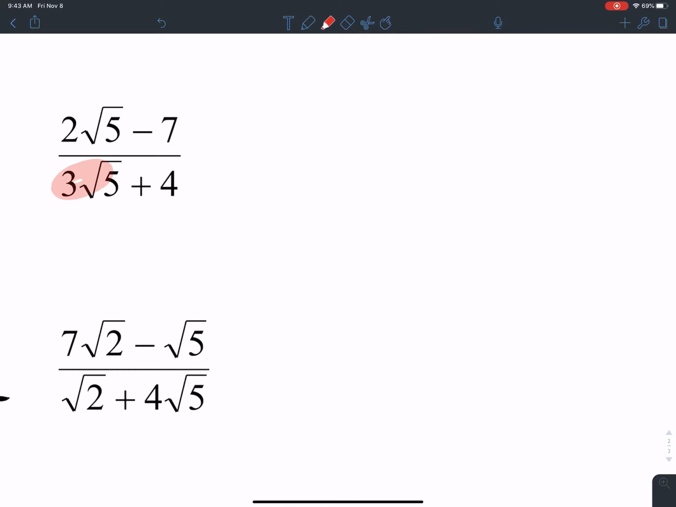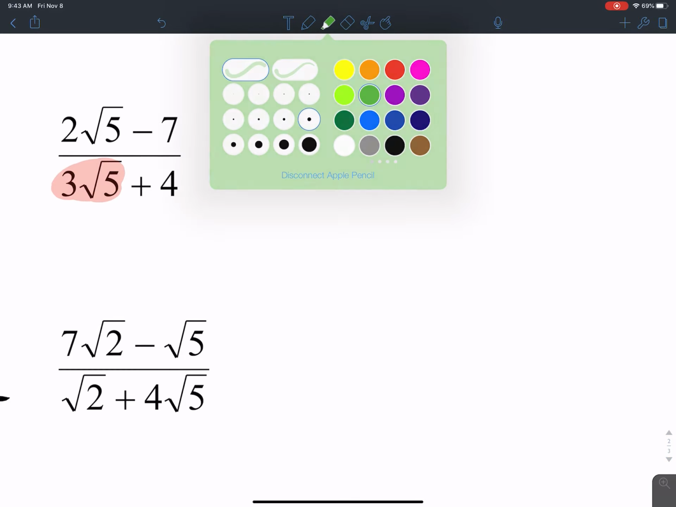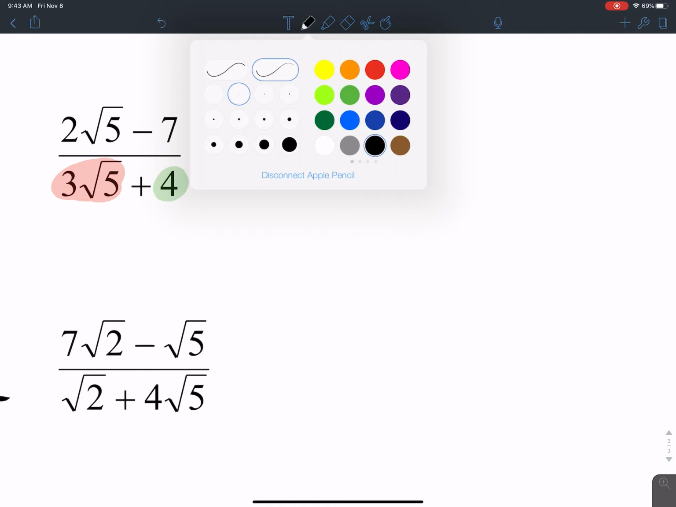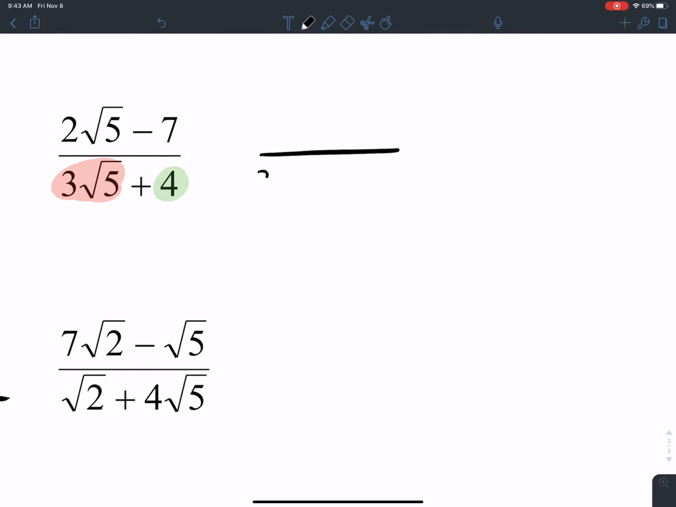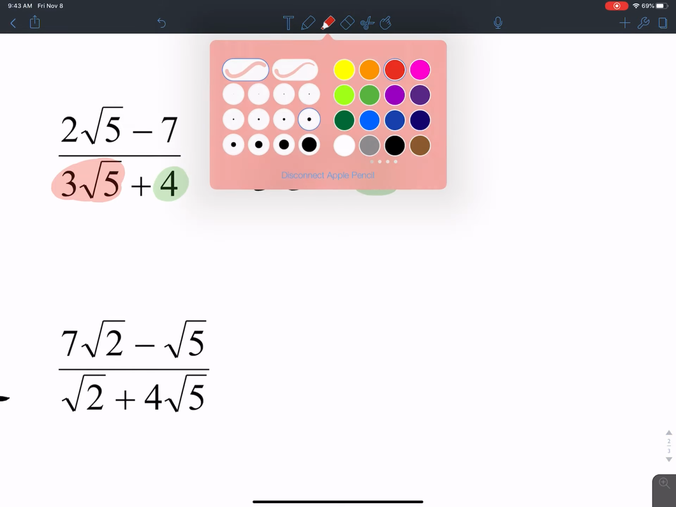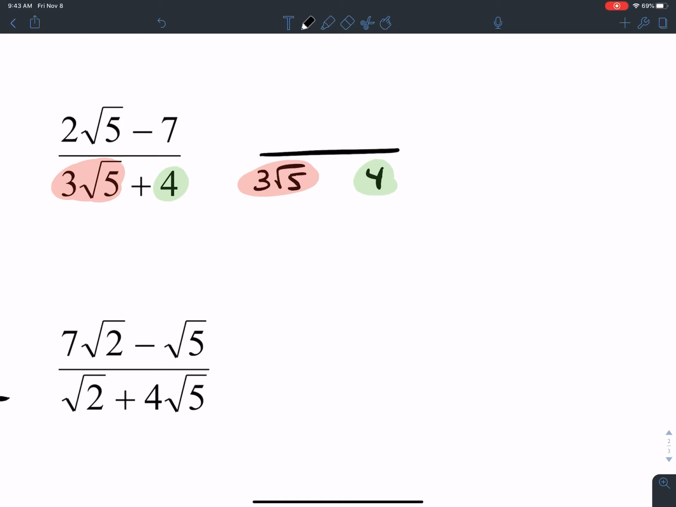So I still have 3 root 5 on the denominator, and I have a 4. So I keep those numbers. What I change is the sign in between them. So I'm just keeping my coloring here for a second. The sign in between them used to be positive, so then it's a negative. Now again, I can't change the value of the original fraction, so I'm multiplying it by a form of 1, so I'm not changing its value, and now we simply use the distributive property.